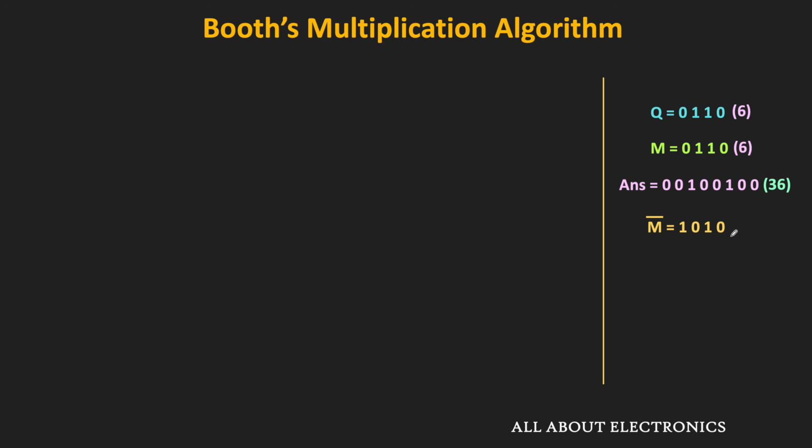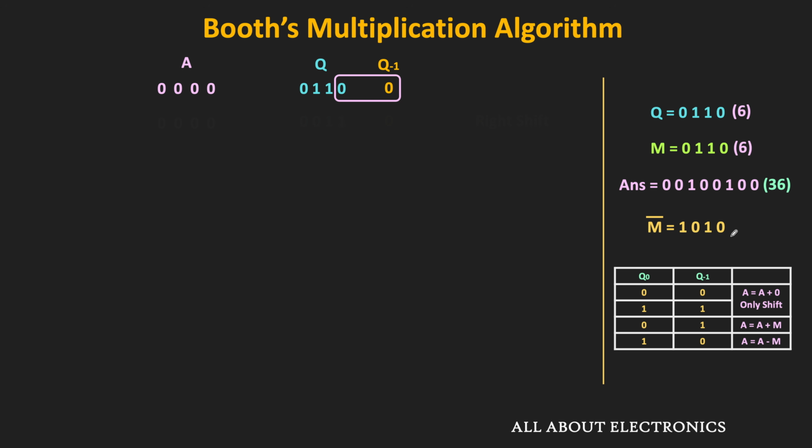So here, first this A and the Q minus 1 will be set to 0. And first, this Q0 and the Q minus 1 bits will be checked. So here, since they are 0, no arithmetic operation will be performed. And directly, we will perform the arithmetic right shift operation. So after the first arithmetic right shift operation, this will be the content of the A, Q and the Q minus 1.